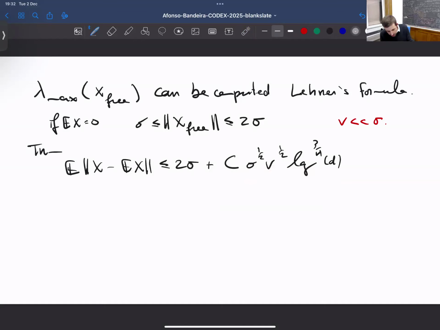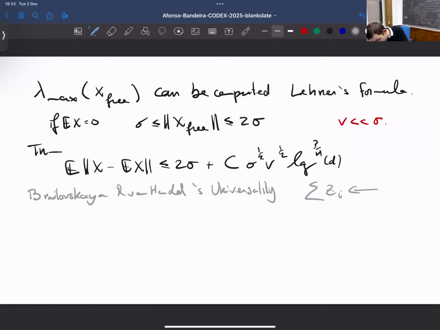And I'm focusing here on Gaussians, but the work of Tatiana Brailovskaya and Van Handel can do universality. So I use universality, basically relate sums of independence with a Gaussian version of it. Maybe I'll just write X Gaussian. So once you understand matrices with jointly Gaussian entries, you can understand also sums of independence. And you recover Bernstein, potentially without log factors, depending if the V parameter is small.